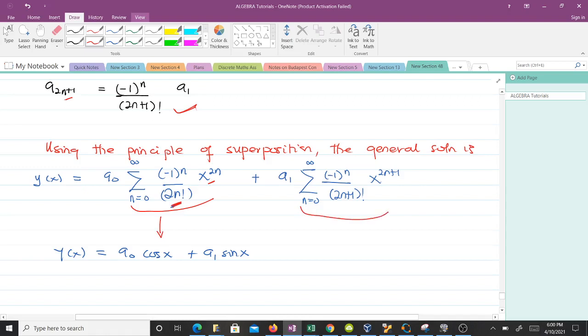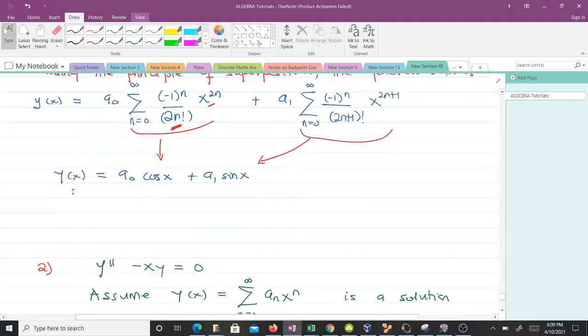The same way, the whole of this is also the Taylor series of sin x about 0, or the Maclaurin series for what? Sine x. And so we also replace the whole of this with sine x. So that means that the general solution for our differential equation using the series solution method is y of x equals a naught cos x plus a1 sine x.